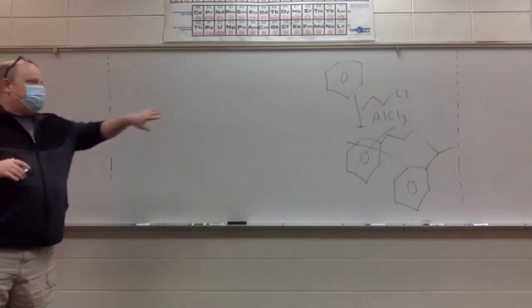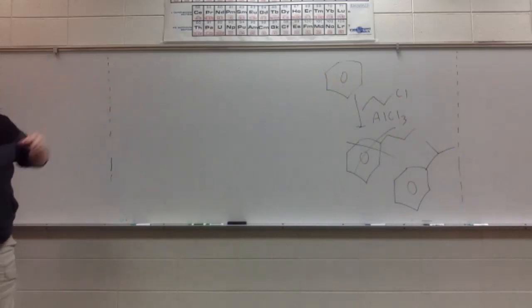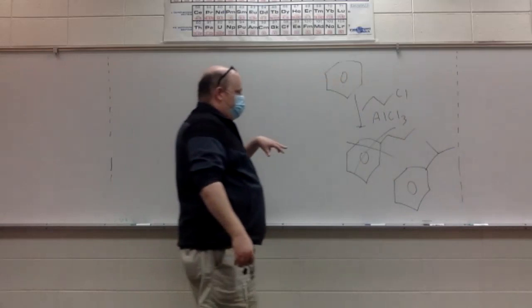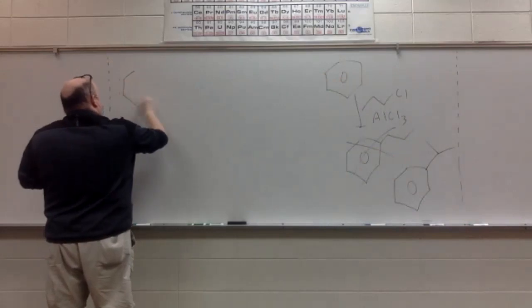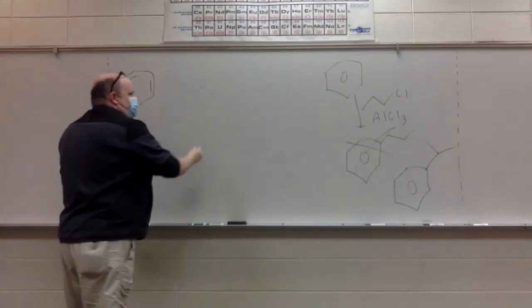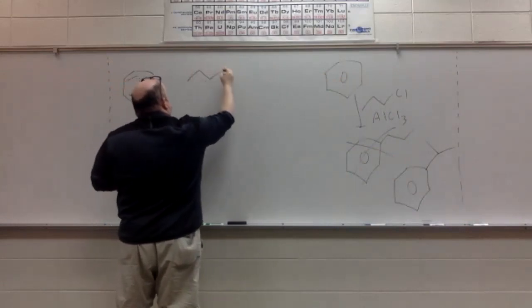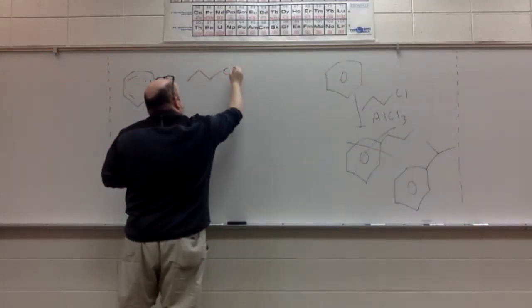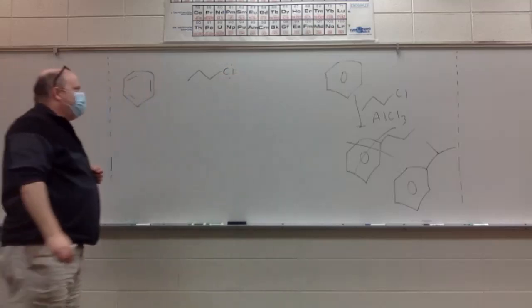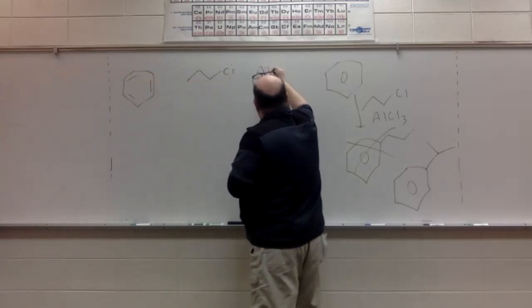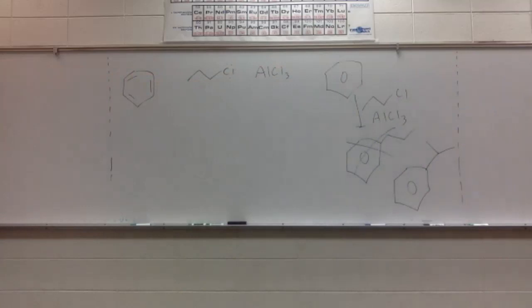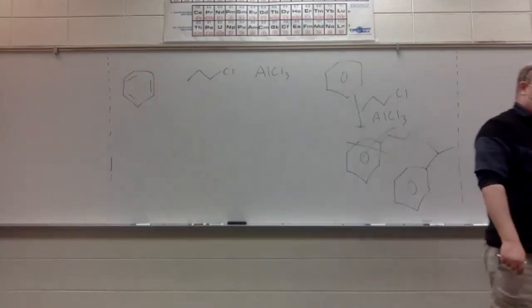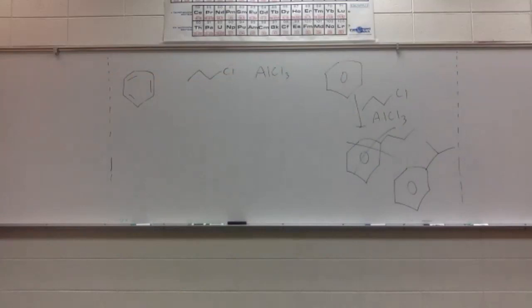All right, what I'm gonna do is redo this one, but we're gonna go through the mechanism. We're gonna see exactly how we end up with isopropyl benzene. All right, so we have our alkyl chloride and we have our catalyst. For a primary alkyl chloride in a Friedel-Crafts alkylation, what's the first step of the mechanism? Y'all tell me. Y'all should have this in your notes.